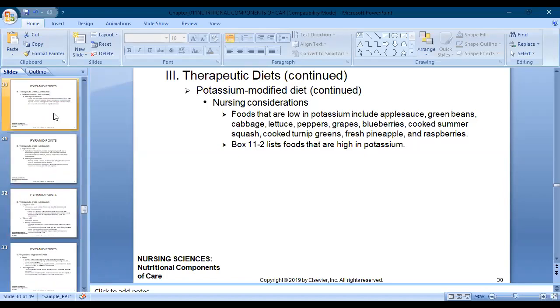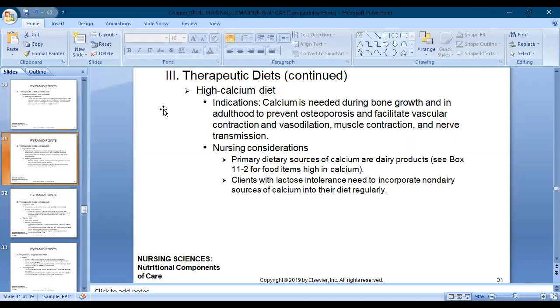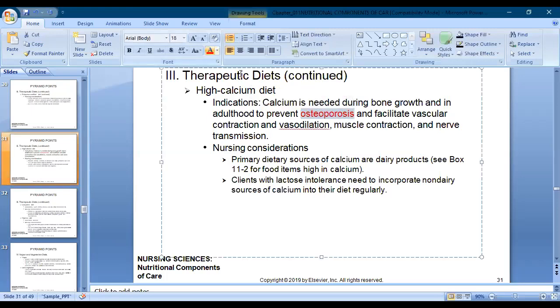And here, the next one, the rich calcium diet. So what medical condition does a patient need to take food containing high calcium? Rich calcium diet. Calcium is needed during bone growth or growth in adolescence to prevent osteoporosis. Osteoporosis is a disease where bones lose density or erode, weaker bones because of lack of calcium.